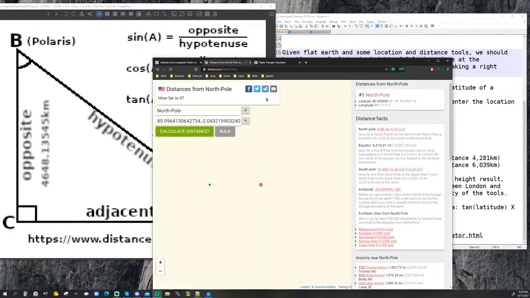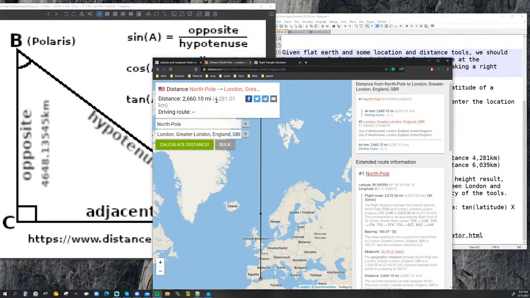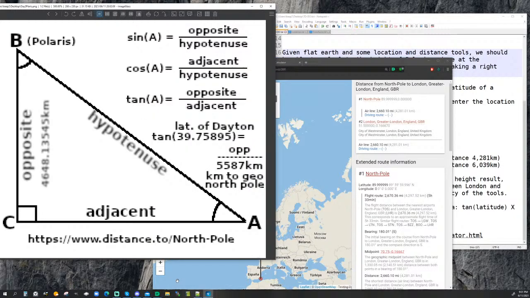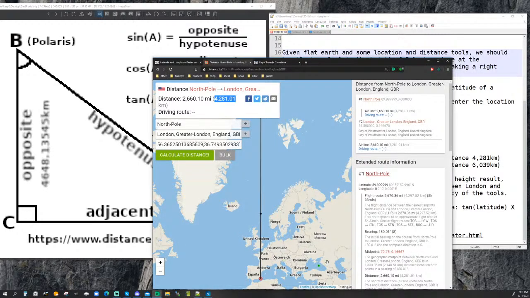Then you also need the distance to the North Pole. So if I say London, calculate distance, it gives me a number. We'll use kilometers. That's what I used. Okay, so we've got our angle, going back to here, we've got A and adjacent, right? From those two websites. This one was called distance.to.